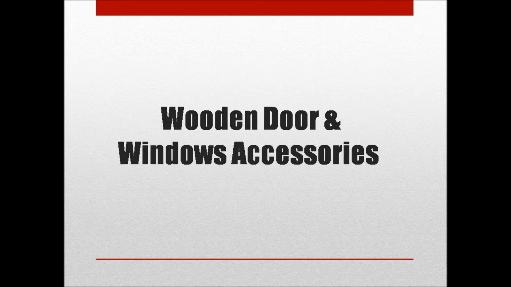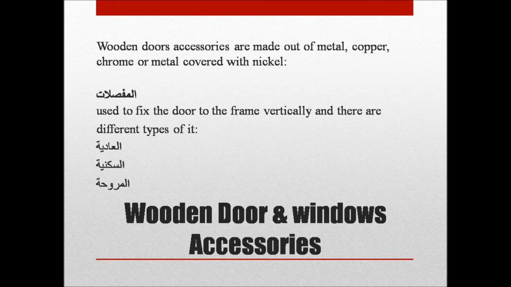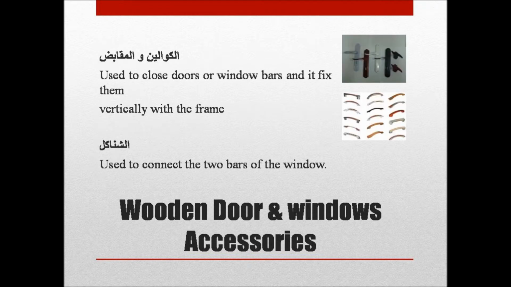Now we move on to accessories. Wooden doors accessories are made out of metal, copper, chrome, or metal covered with nickel. Mufassalat are used to fix the door frame vertically, and there are different types of it, adaya, sikina, and marwaha. We also have 2 different types of handles, الكوالين والمقابض, which are fixed vertically with the frame and are used for the opening and closing of doors and windows. There is also something called shanakel, which is used in windows to connect the 2 bars of the window.